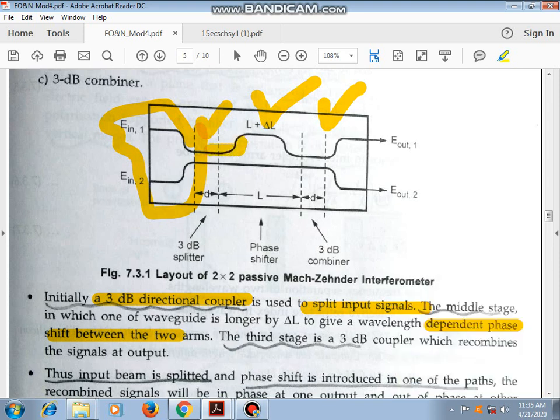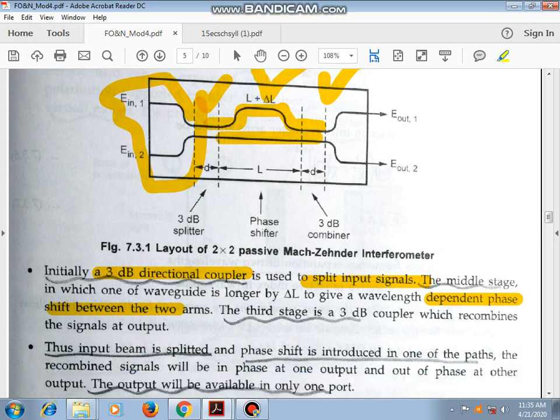Here this is one channel and it has length delta L greater than this channel length. This channel length is L, but this channel is a curved channel. It has an extra length of delta L, so its total length is L plus delta L. Because of this only you will get a wavelength dependent phase shift between this arm and this arm.